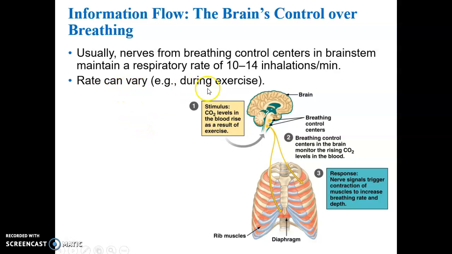So the rate can vary, for example, during exercise, stress, etc. The stimulus for increasing the breathing rate could be an increase in carbon dioxide levels in the blood due to exercise. That causes the breathing control centers to increase the breathing rate by sending signals to the muscles that control the ribs and the diaphragm to contract faster and or more forcefully, to increase the breathing rate and the depth of breathing, meaning how much air is brought into the lungs.